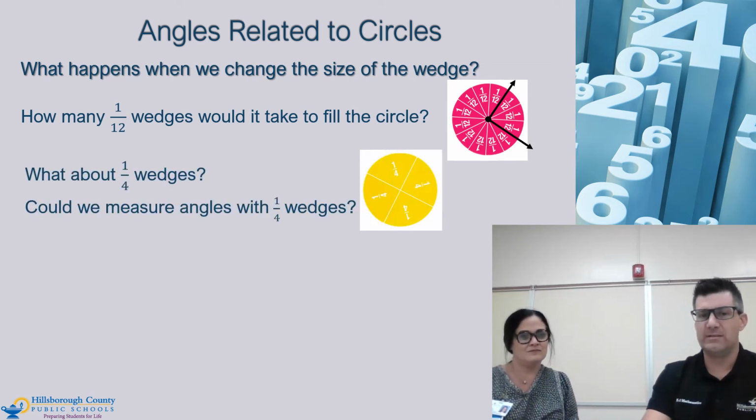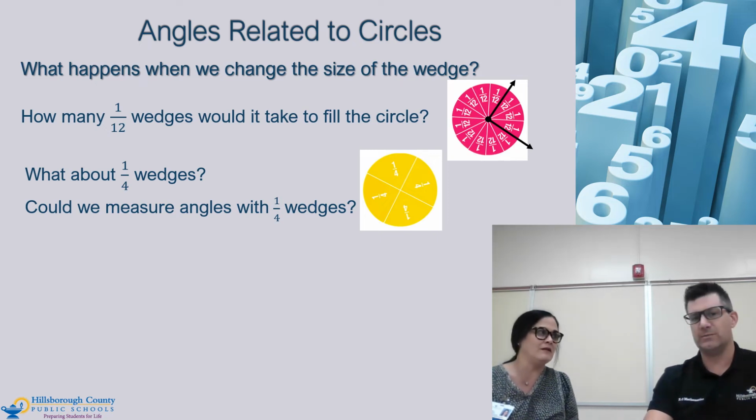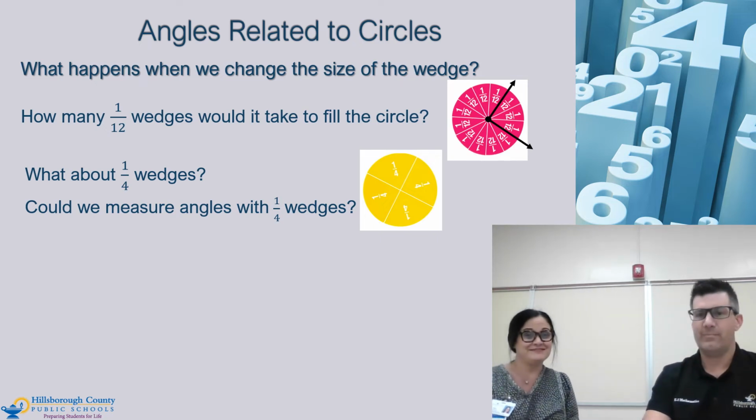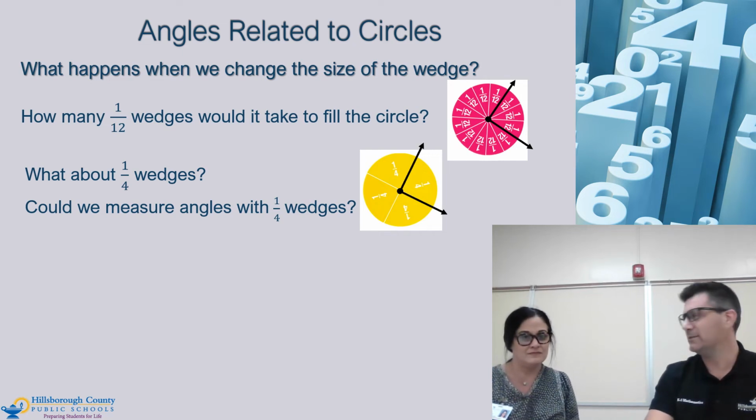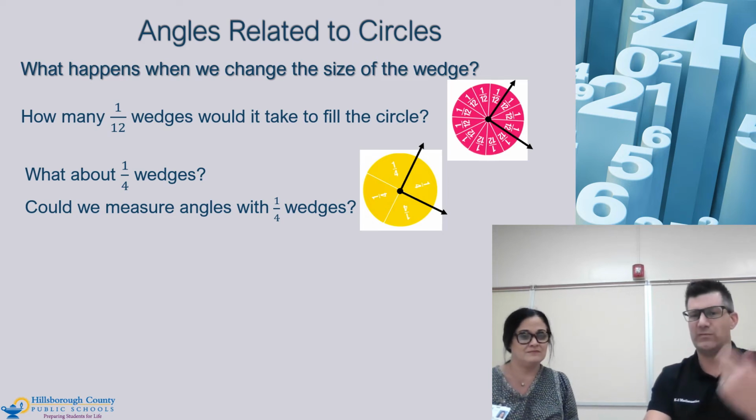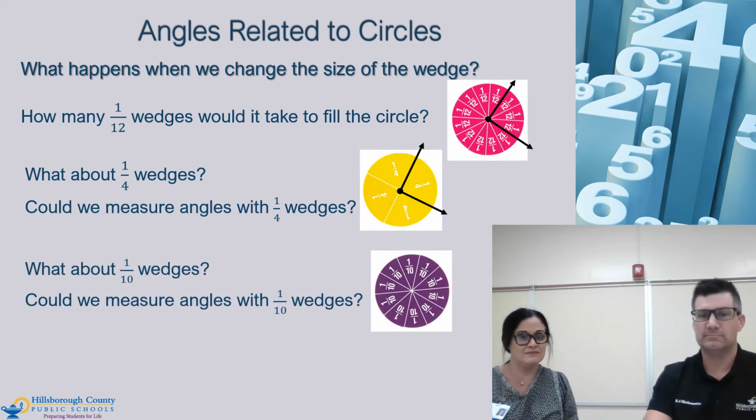But we don't have to use 1/12 wedges. What if we used a 1/4 wedge? It definitely would be a lot less wedges. We probably can't measure as many angles, and we definitely can't measure them very accurately. We could find a right angle, right? Maybe a straight, but that's about it. So if we had a smaller angle, that 1/4 isn't going to really help us.